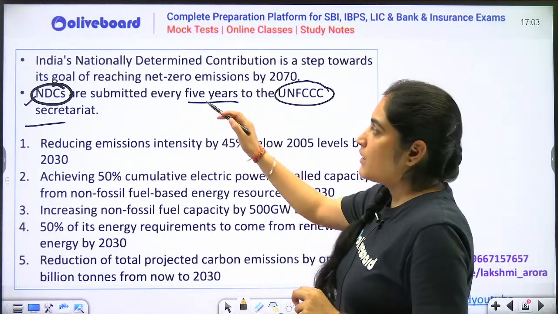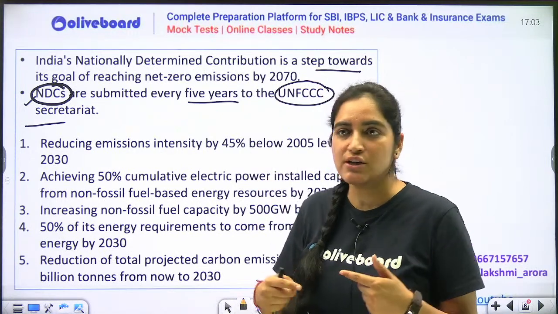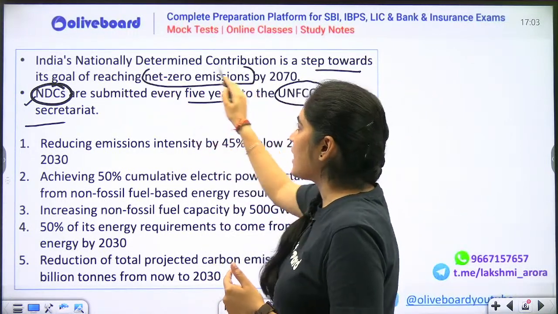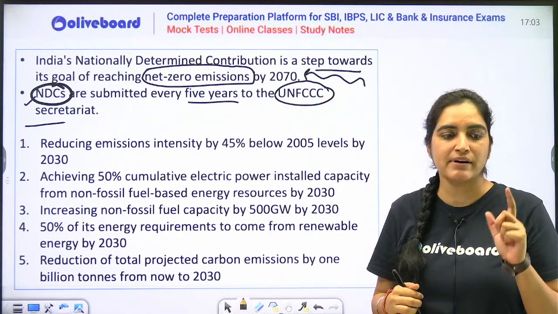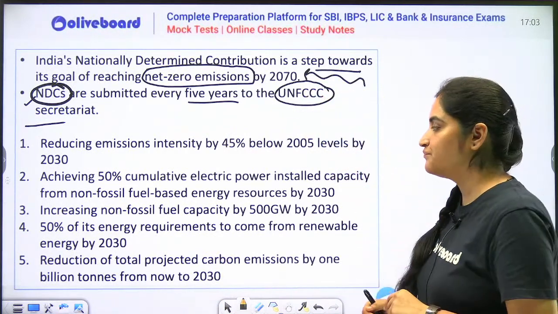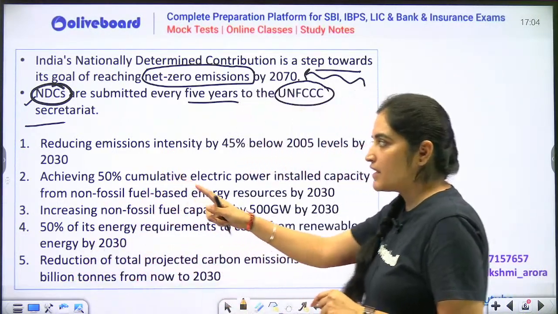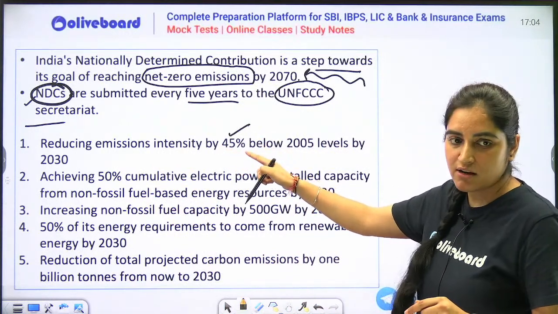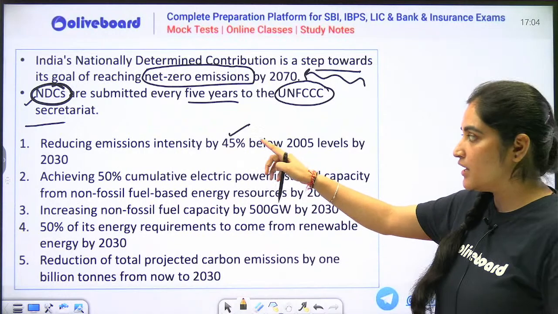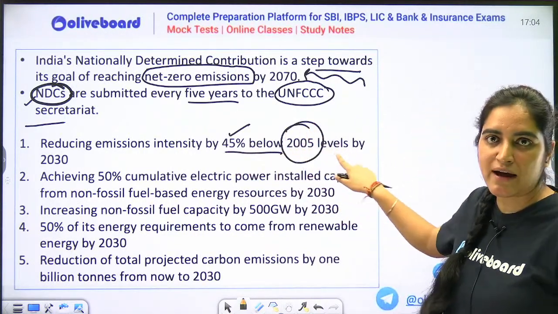So, what is this all about? It tells you about how India is going to reach towards the net zero emission target, which our country has set by 2070. By 2070, India wants to become net zero. So, these are the 5 NDCs. The first NDC says reducing emissions intensity: we have to reduce our emission intensity by 45% below 2005 levels by 2030.